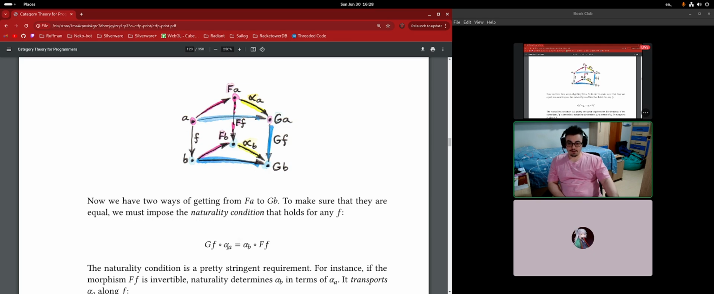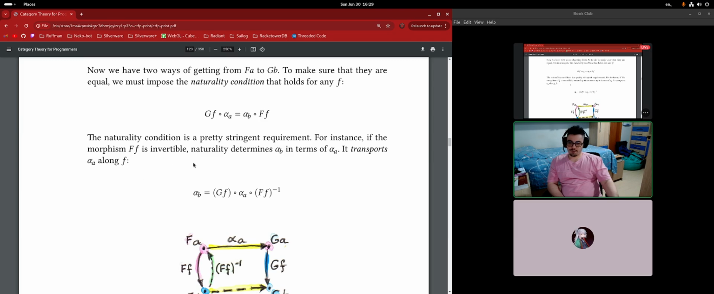You have component alpha at A, and it's actually G f after component alpha at A, and component alpha at B should be after F of f. Yeah, they need to be equivalent. So you're basically saying this coming after this needs to be the same as this coming after this, which, if you want a pictorial understanding, is how you should read it.